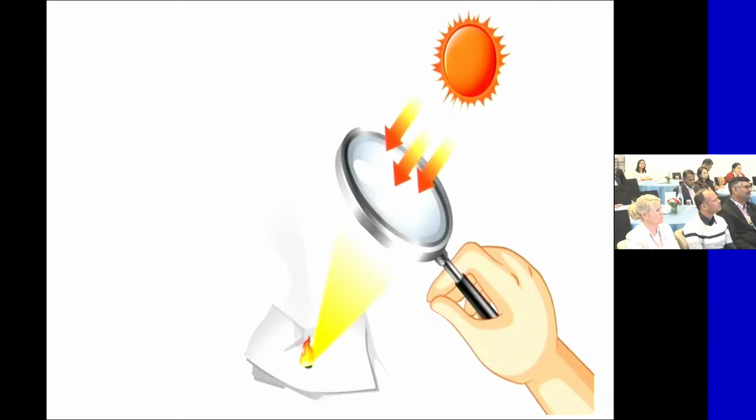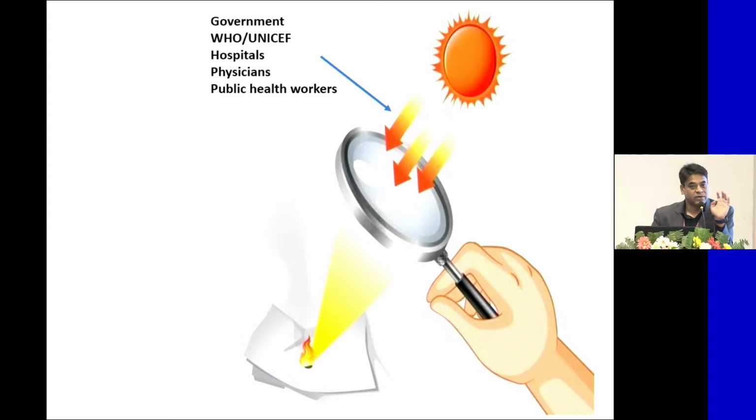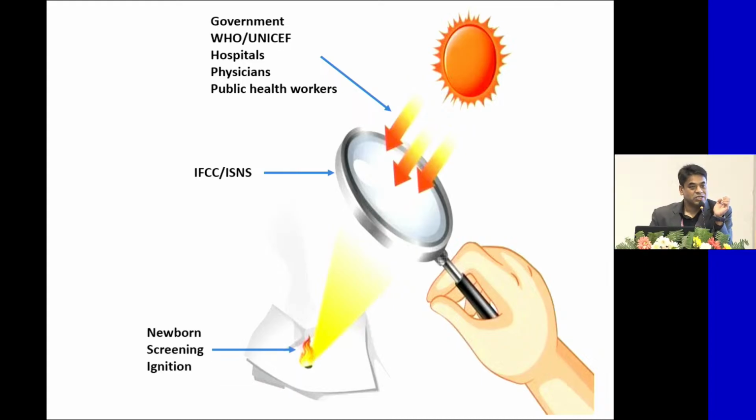So that hit our mind, and then BTC started working on this. There are lots of stakeholders who are working, and their energy is diverging. Then IFCC and ISNS act as a magnifying glass for us. They started to work and guide us to conserve the energy and to converge the energy. So now we are on the path of converging our energy to ignite newborn screening. So this gave us the fuel. This is the initiation, that we are starting newborn screening in Nepal.